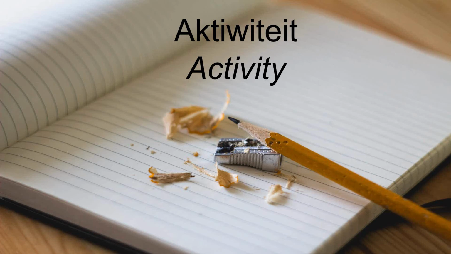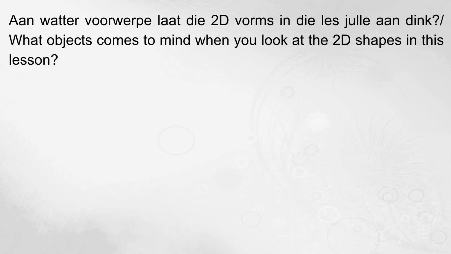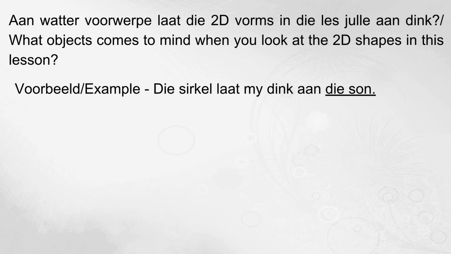Activiteit, activity. Aan watter voorwerpe laat die 2D vorms in die les julle aandink? What objects come to mind when you look at the 2D shapes in this lesson? Voorbeeld, example. Die sirkel laat my dink aan die son.